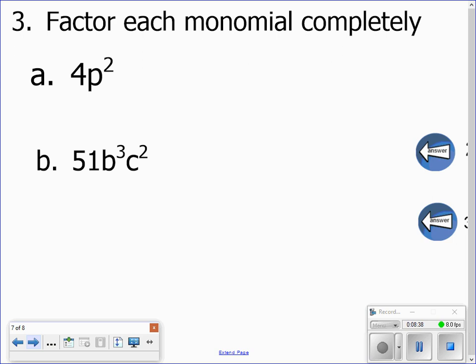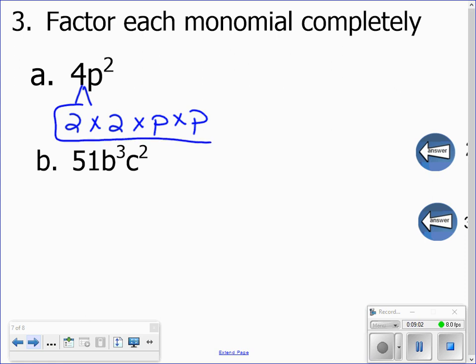We want to factor each of the monomials completely. So if I'm factoring the monomials completely, remember that we are writing it in expanded form. So that means that we need to break up the coefficient into its prime factors. So 4 would break up into 2 times 2. We write the exponent and the power in expanded form. So this would be times p times p. So this would be the expanded form of our monomial.